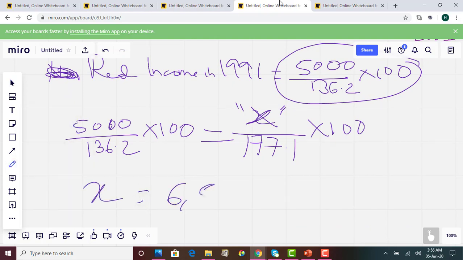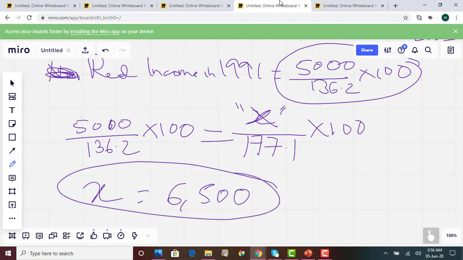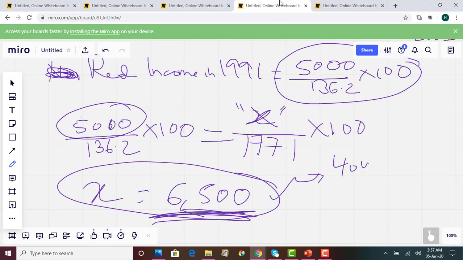The final value that we get for X is $6,500. What it means is, in order to maintain your purchasing power from 1991 to 2001, you have to earn $6,500. So if you earn $6,500 in 2001, that means you have the same purchasing power as you had in 1991 for $5,000.